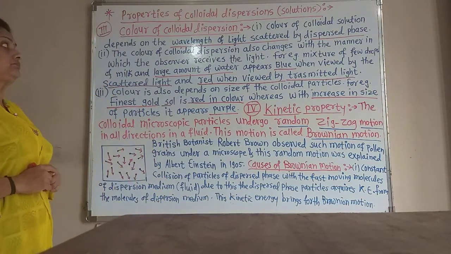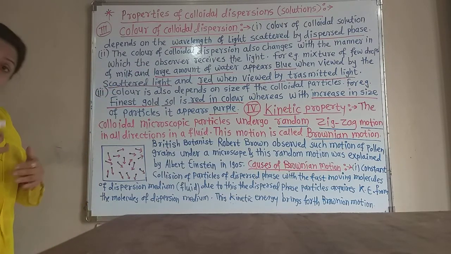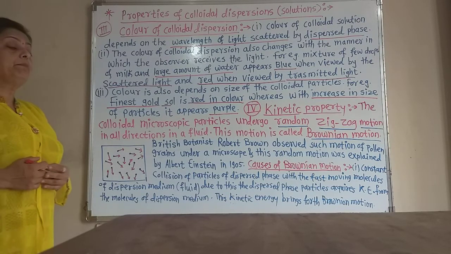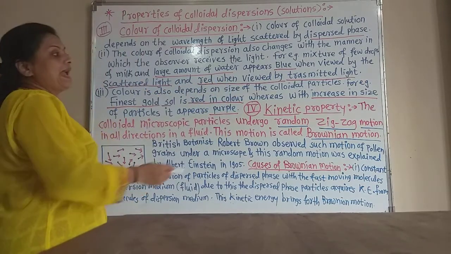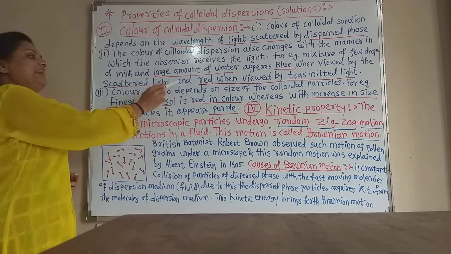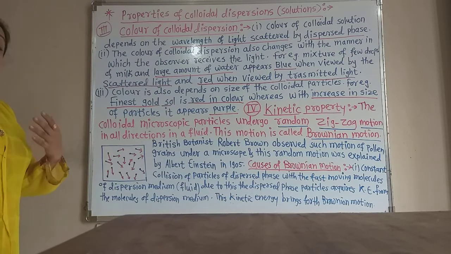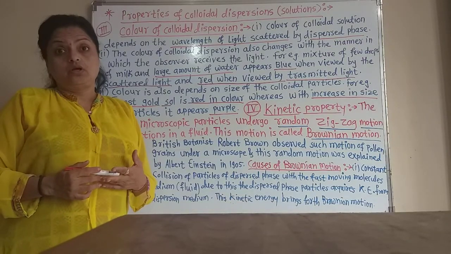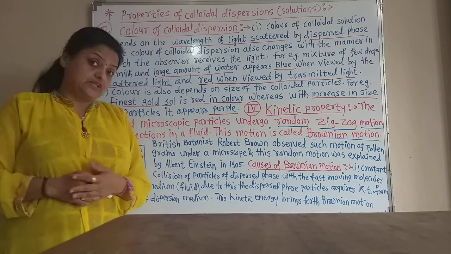Now see here, the color of the colloidal dispersion also changes with the manner in which the observer or viewer receives that light. For example, a mixture of few drops of milk and a large amount of water appears blue when viewed by the scattered light, and it appears red when viewed by the transmitted light. So the color of the colloidal dispersion depends on the wavelength which is scattered by the dispersed phase particles.